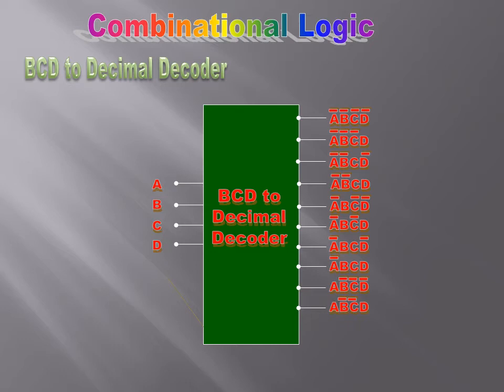In the same way, 9 is A, B naught, C naught, D. So this is generating the 10 different codes from 0 to 9. So this is converting a BCD code into a decimal number representation. So this sort of circuit is the reverse of the encoder circuit. How the decoder and encoder combination works can be further understood in the following way.